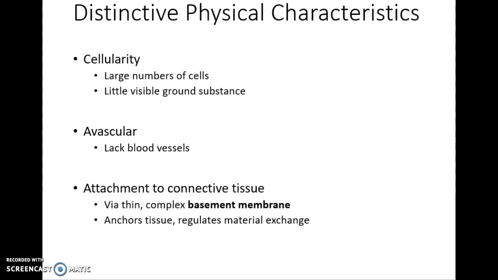Epithelial tissue. So epithelial tissue has distinct physical characteristics. They have large numbers of cells and little visible ground substance. They are avascular, meaning they lack blood vessels. A, we should know, means without. So avascular. They do have attachment to connective tissue by a thin, complex basement membrane, and we will be able to identify the basement membranes. This anchors tissues and regulates material exchange.